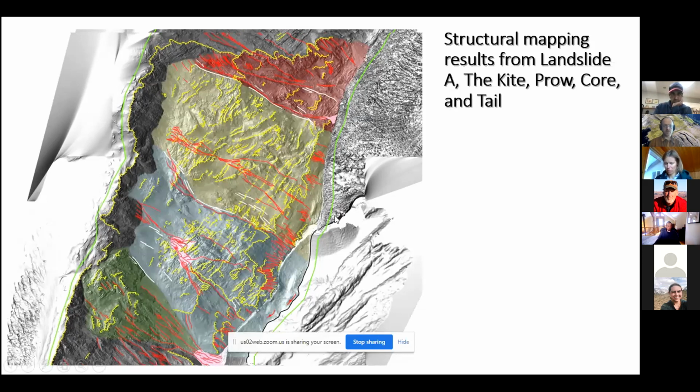This just overlays the different kinematic elements, which were subdivided mainly based on overall observations of the blocks, and then also divided up based on strike slip faults. So differential movement between the blocks is what I used to highlight these different kinematic elements. From south to north, the elements are the kite, the prow, the core, and the tail.